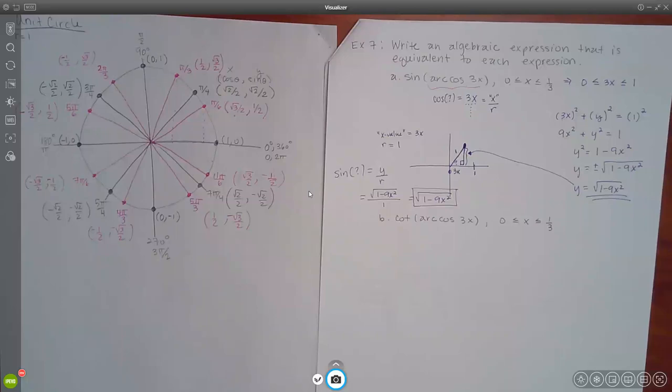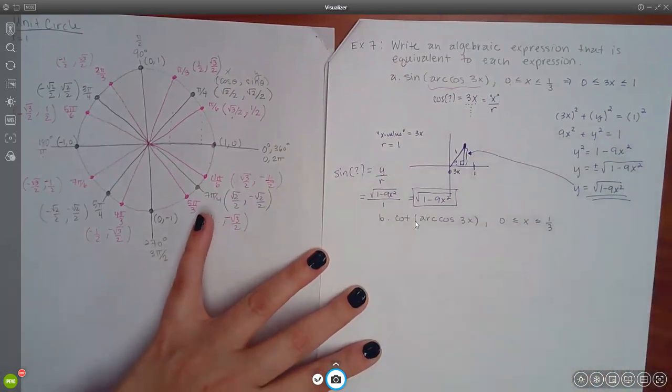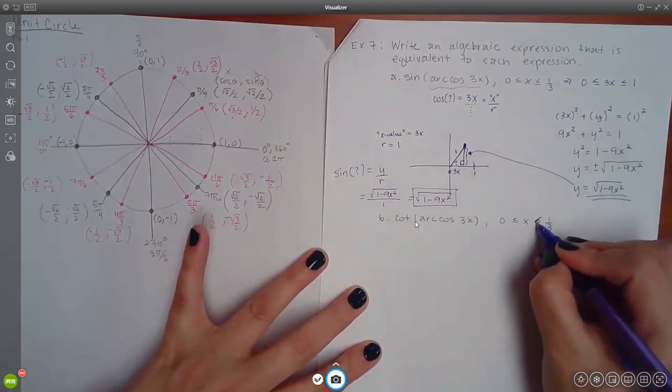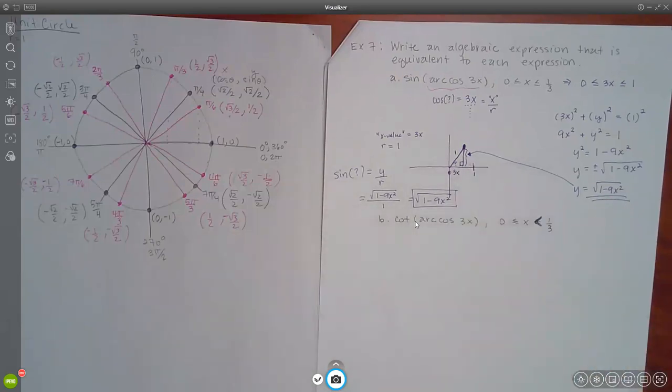Now we're going to do the same thing, but I want to do something different. Oh no, I made an error. It really doesn't matter, but this was printed wrong. It's supposed to just be a less than, not a less than or equal to. It really won't matter. It just means I can't be at one, right?